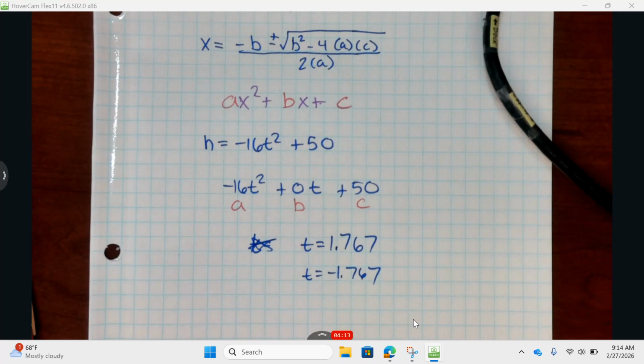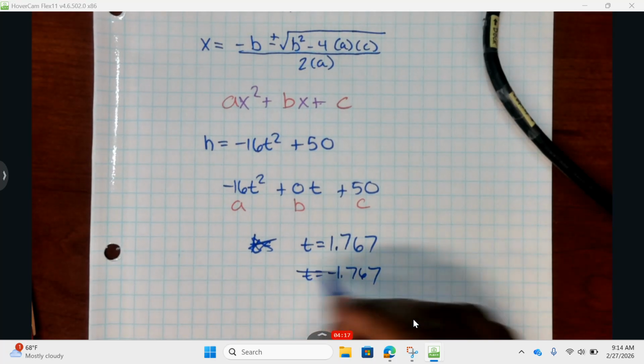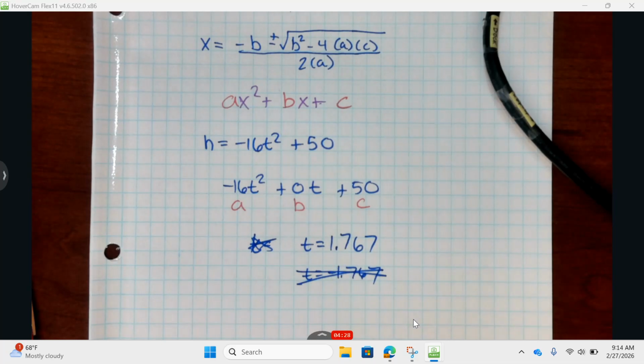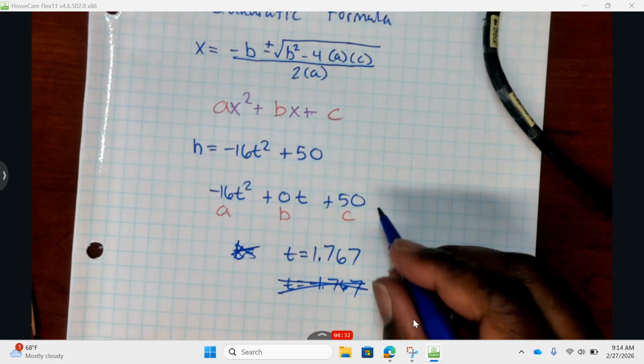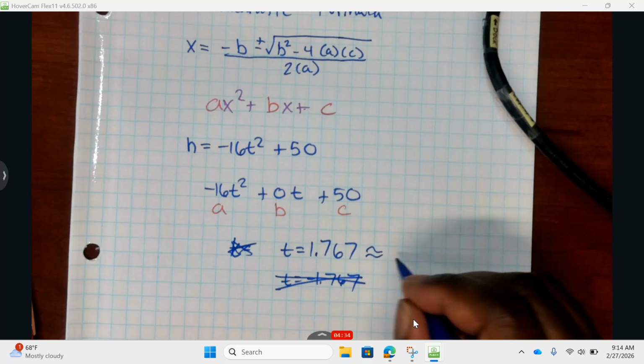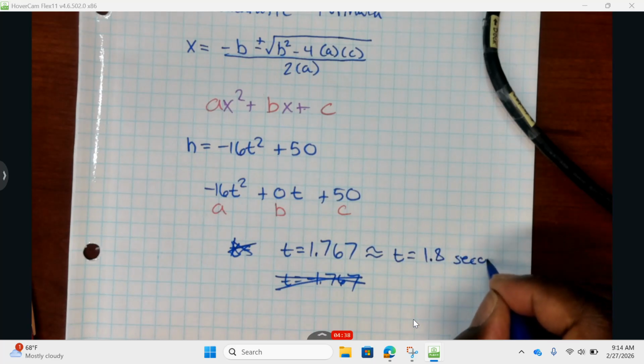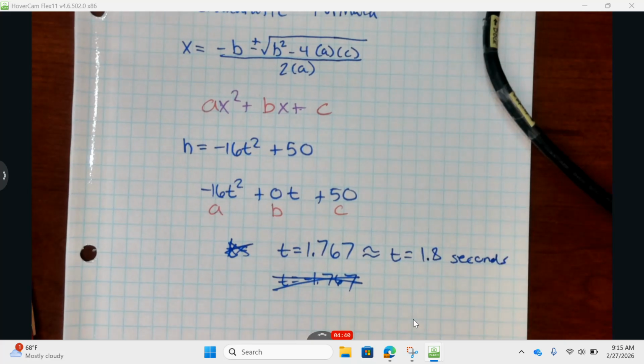Now remember, we're talking about time here. Time can never be negative, so we cross this out and go with this one right here. Basically what we're saying is that if he dropped his cell phone from this particular spot, it's going to take about 1.7 seconds for it to hit the ground. Or we could round it to the nearest tenth and say t equals 1.8 seconds. And that's all it is. You just plug some stuff into the formula and get your answer from there.